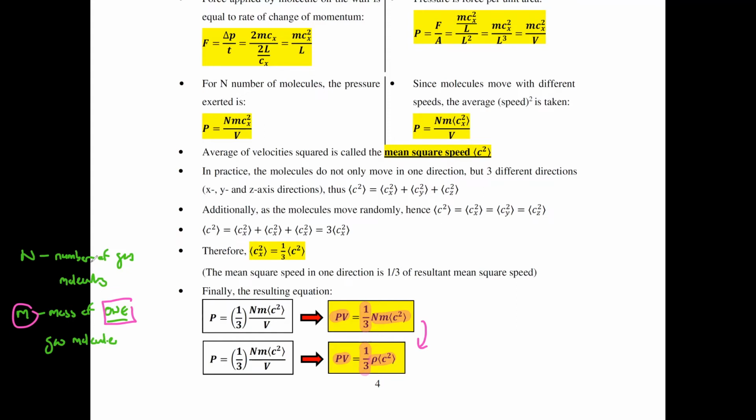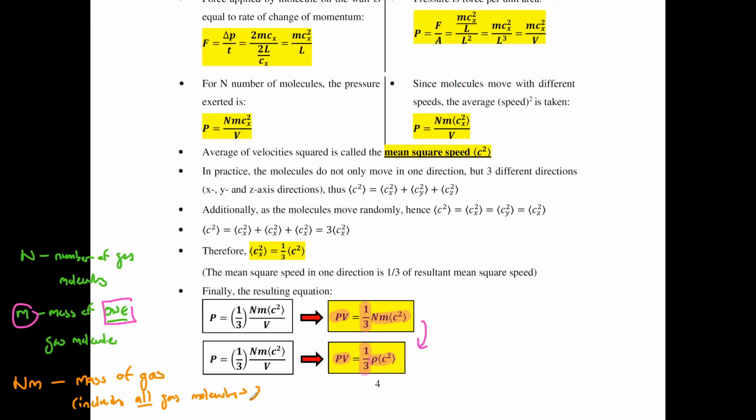Now, if you have N as the number of gas molecules and small m as the mass of one gas molecule, what then is Nm? Nm is actually the mass of your gas, which includes all the gas molecules. Okay, Nm is your actual mass of your gas. It includes all your gas molecules.